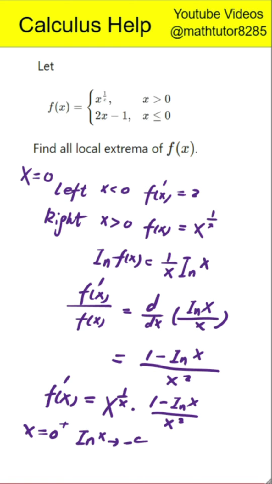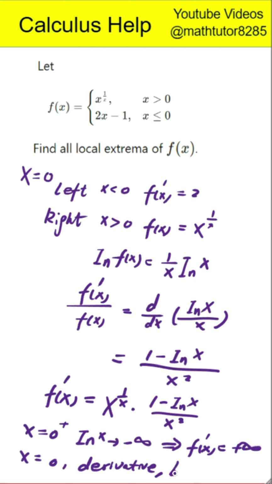all over x squared. Now, as x approaches 0 from the right, the natural log of x goes to negative infinity, so the expression becomes very large in the positive direction. This means the right-hand derivative goes to infinity. From the left, the derivative is a constant too. Therefore, the function is not differentiable at x equals 0, and we must analyze that point separately for extrema.